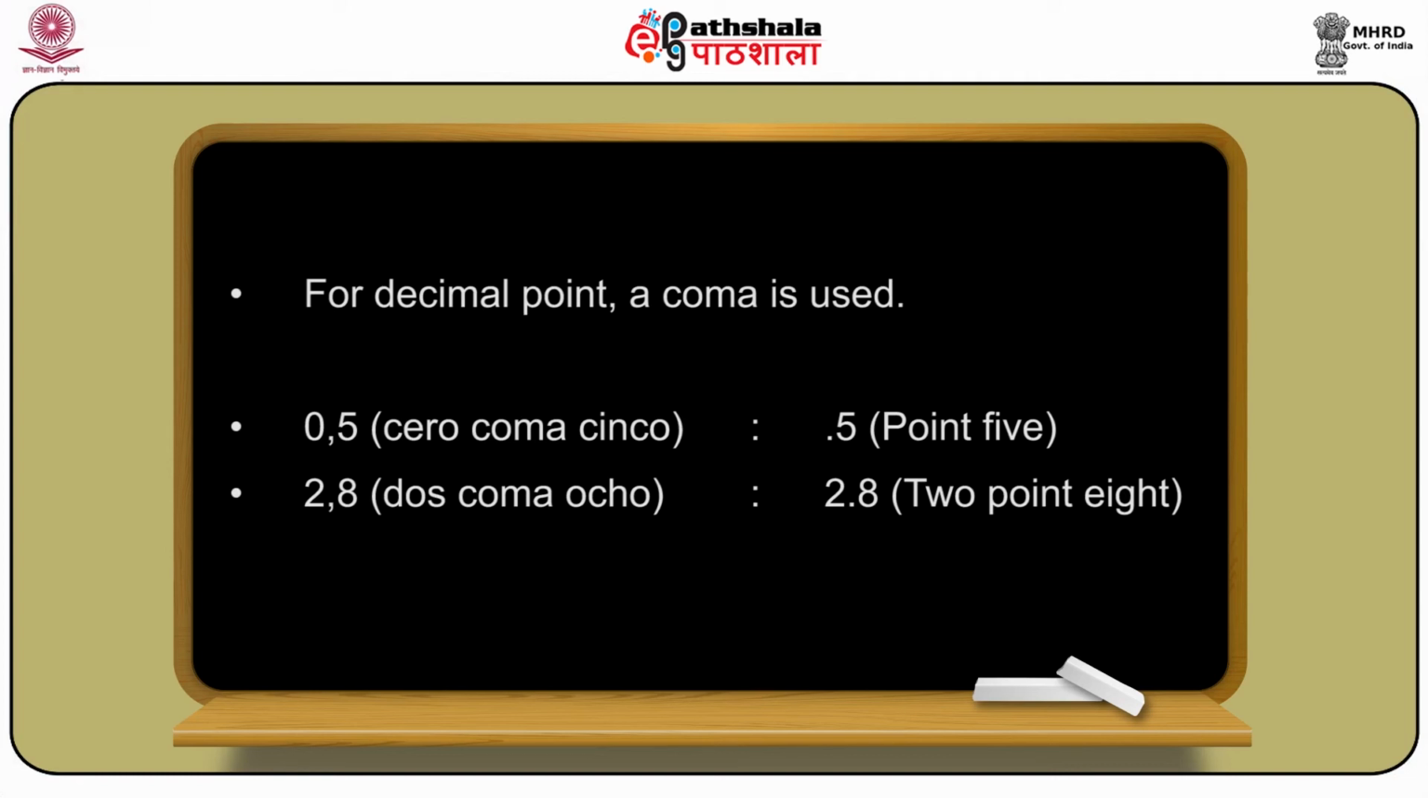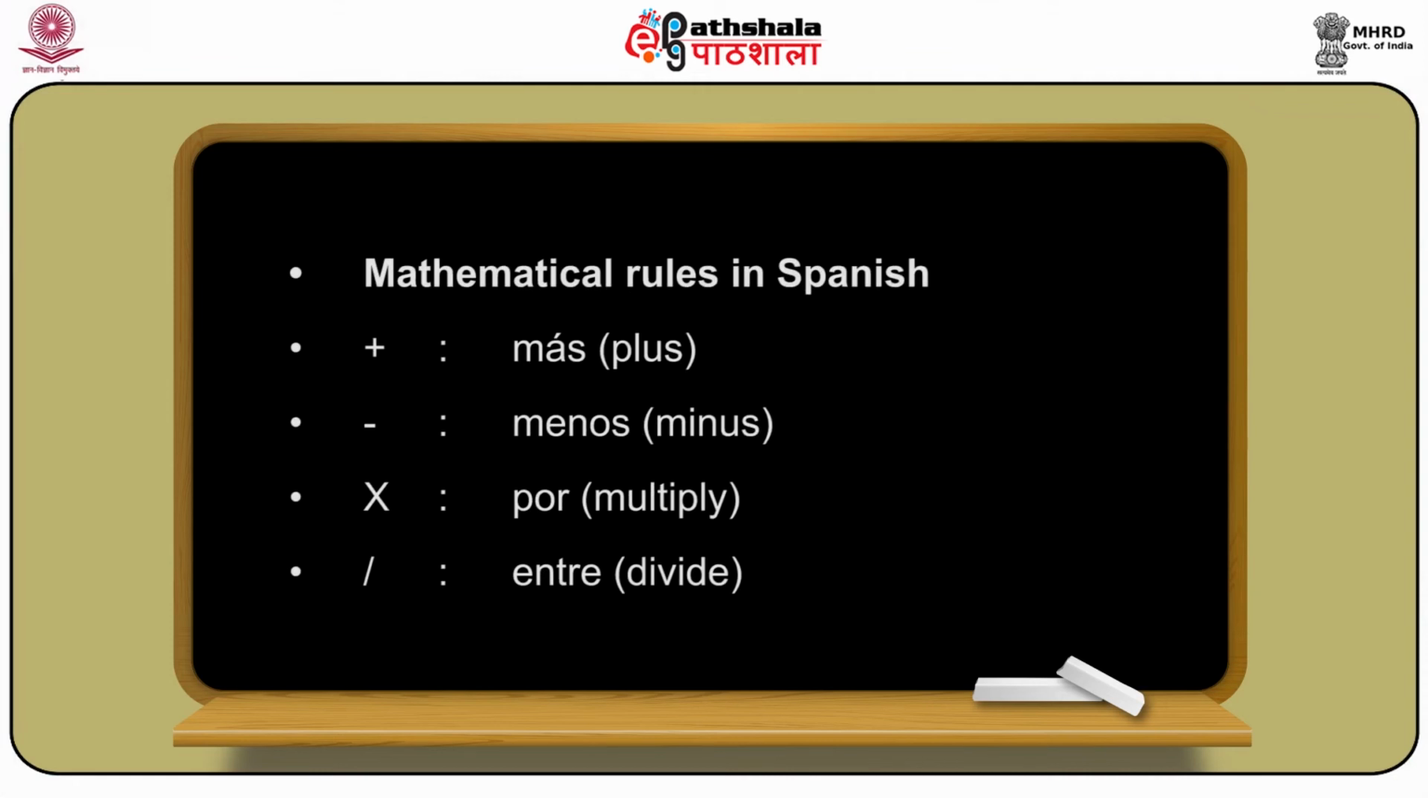Now let's learn some mathematical rules of Spanish. That is, when we say plus, minus, how do we say this in Spanish? So plus sign is said or pronounced as más. Minus is said as menos. Multiply is said as por, and divide is said as entre.